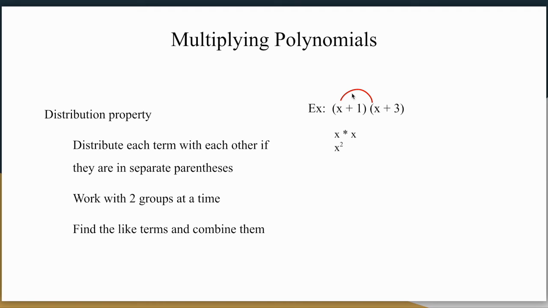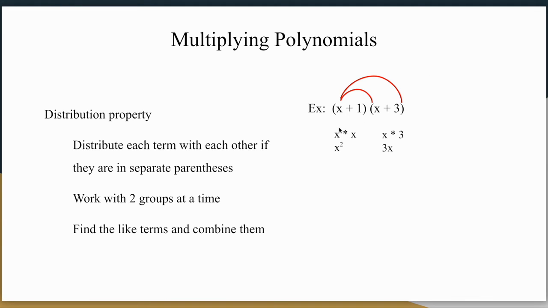Okay, now we're going to distribute this x to this 3. Okay, which is x times 3. How do we do x times 3? Well, you can't do anything. You can only combine them together by putting the number in front and the variable at the end. So we get 3x, right, which is the same thing as 3 times x.